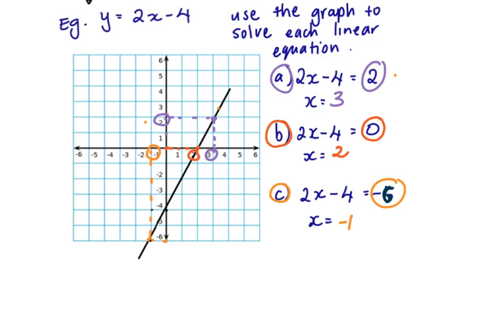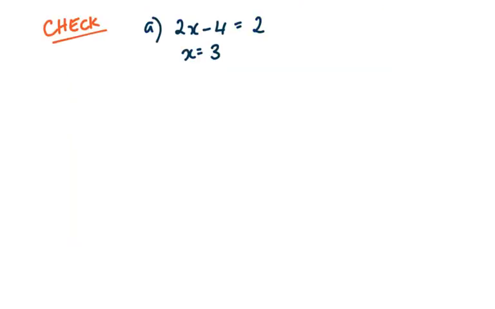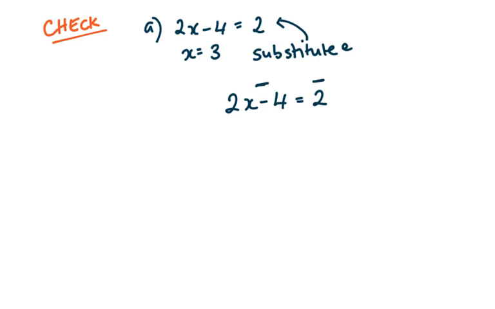Now it's always good to check that we've read the graph correctly, and we're going to check using algebra. All we're going to do is substitute the x value that we read off the graph back into the original equation. So our equation here was 2x minus 4 equals 2. And what we want is, if I substitute x equals 3, we want both sides of this equation to equal 2. So let's do that now.